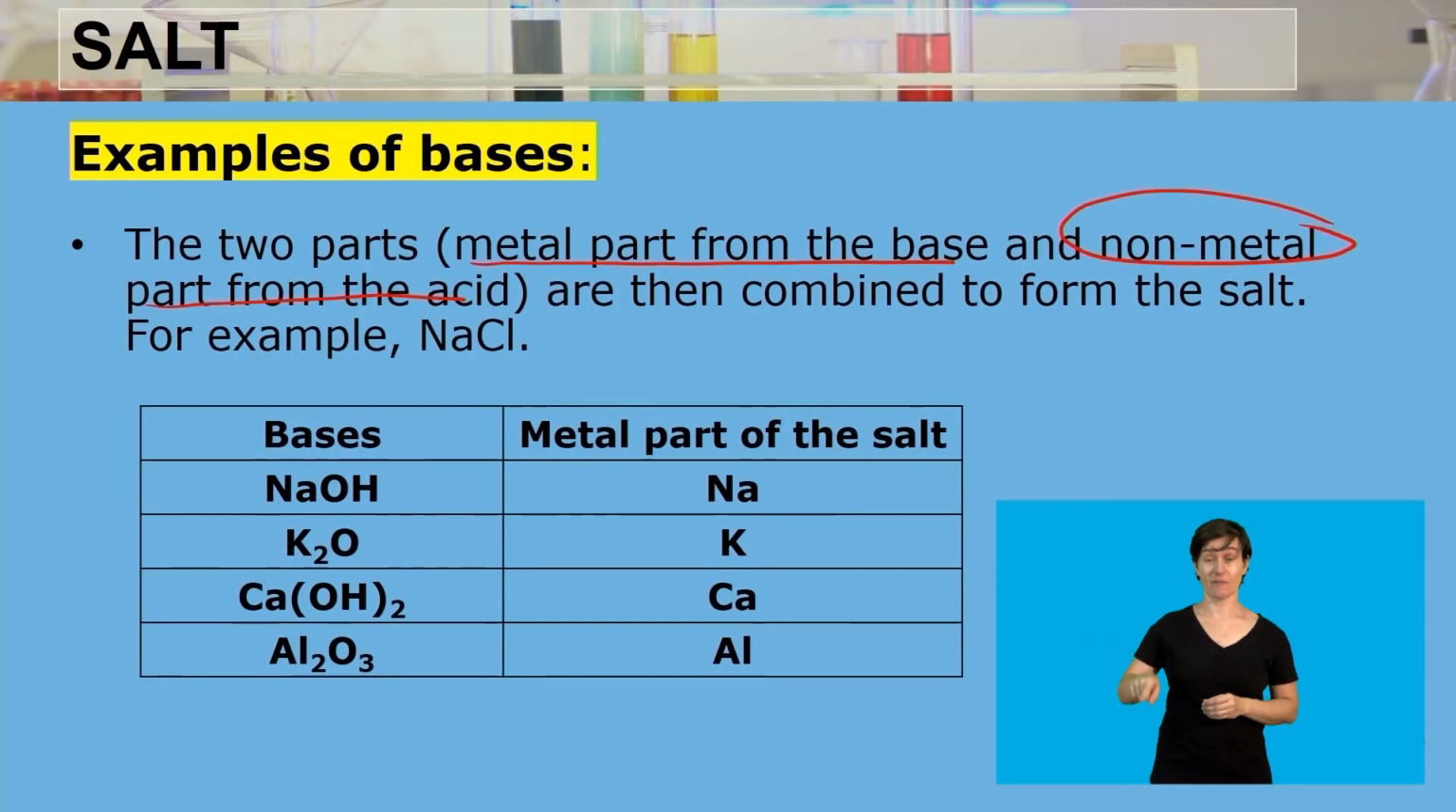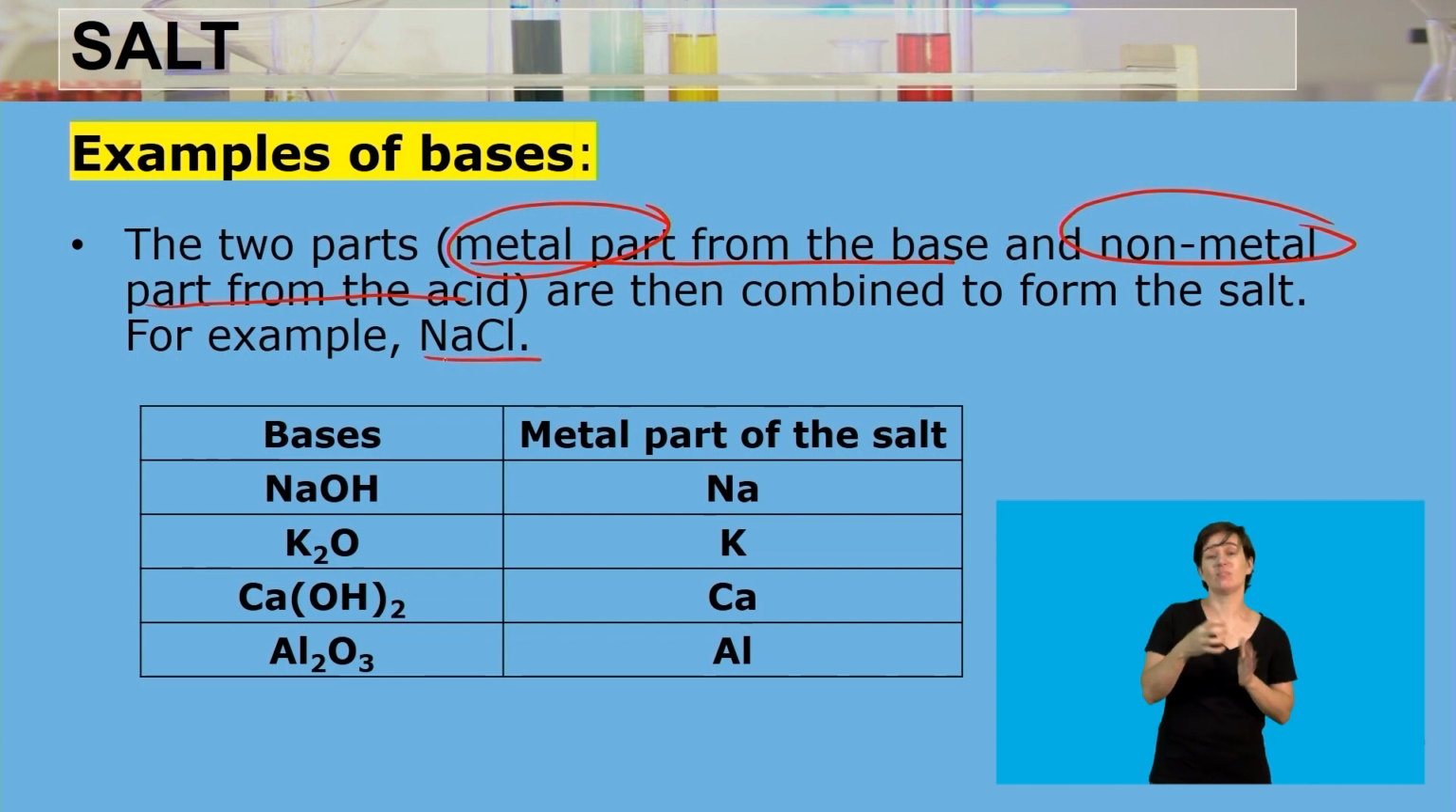Then the base is going to donate the OH, or the O if it's a metal oxide. It's going to donate the OH if it's a metal hydroxide. Then the remainder is your metal. Then the remainders, which are now the non-metal and the metal part coming from the two different substances, are going to combine and form the salt.